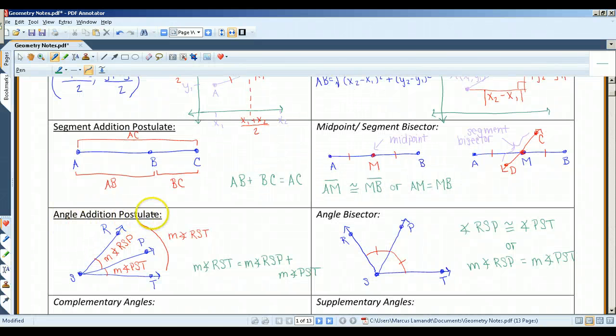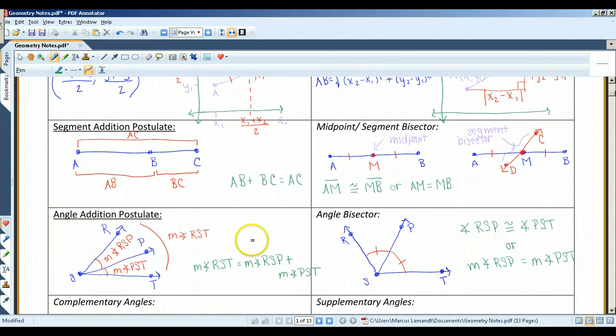The angle addition postulate is a lot like the segment addition postulate. Okay? If P is in the interior of angle RST, then the measure of angle RST is equal to the sum of the measures of angle RSP and angle PST. Okay, so for example, if this angle here was 40 degrees, and this angle here was 30 degrees, then the whole angle would be 70 degrees, because 40 plus 30 is 70. Okay, so it's pretty much exactly like the segment addition postulate, but with angles.